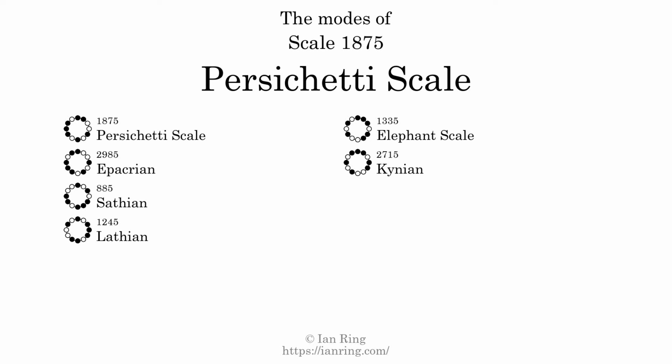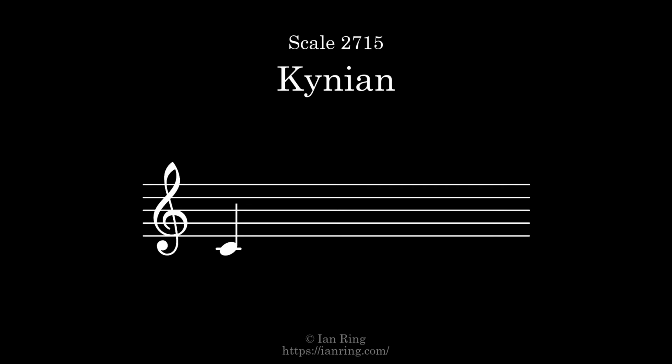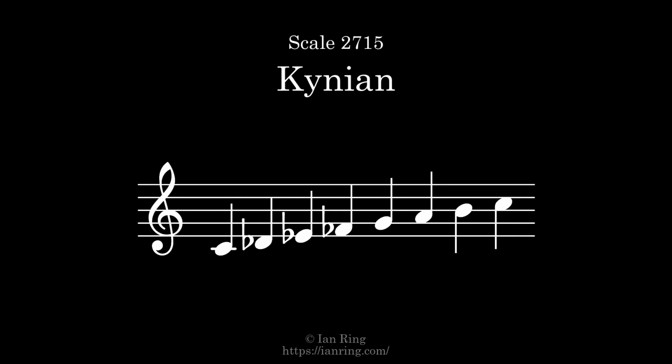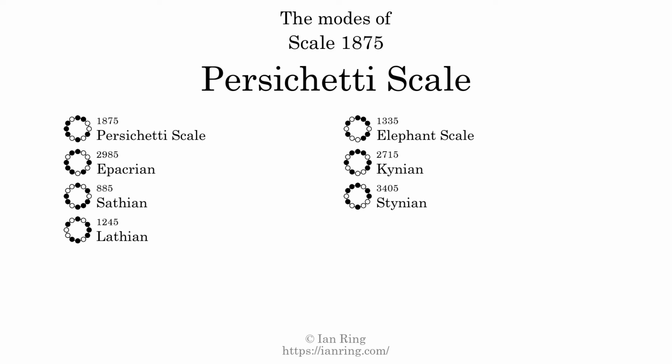The sixth mode is scale 2715, also known as Kynian. It sounds like this. The seventh and last mode is scale 3405, also known as Steinian. It sounds like this.